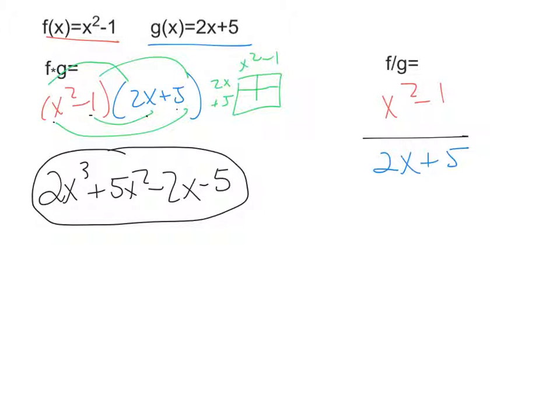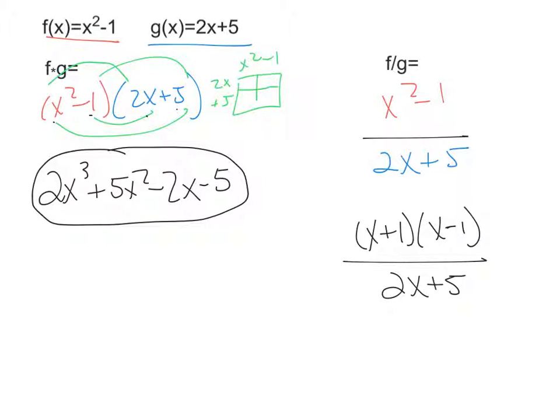If you take your numerator, x squared minus 1, that's a difference of two squares. So really, it's going to be x plus 1 times x minus 1, all over 2x plus 5. That's pretty much your answer. Now, sometimes if you factored that numerator and it looks exactly like something that's in the denominator, yes, you can cancel or reduce, but this time, no.